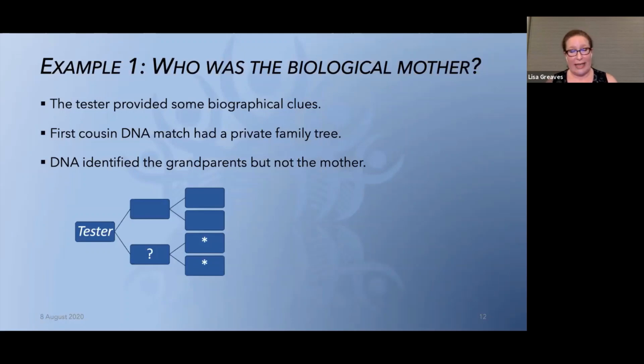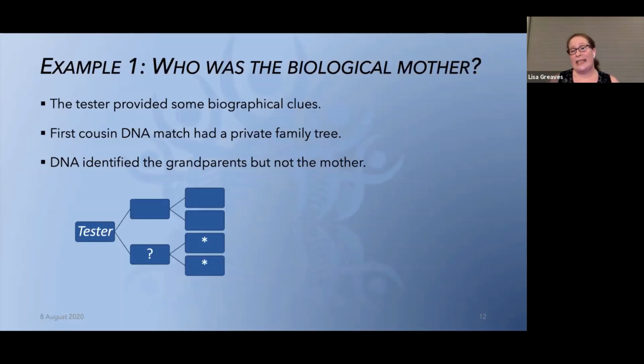So the grandparents, as I said before, your first cousins will lead you to your grandparents. So this first cousin did identify the tester's grandparents. And from there, I just traced the family tree through vital records and obituaries to figure out how many children they had, knowing that one of those children had to be the tester's mother. And based on the biographical information that we had about her age and location, there was only one of the children who met those criteria.